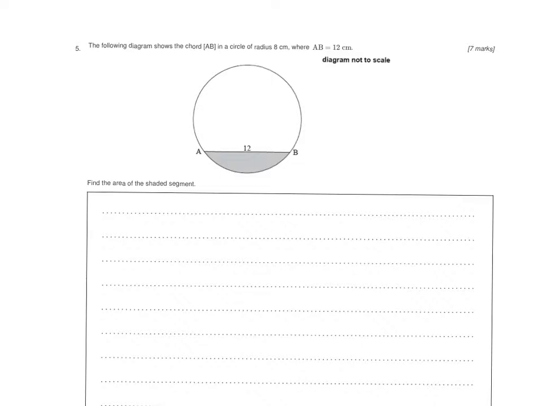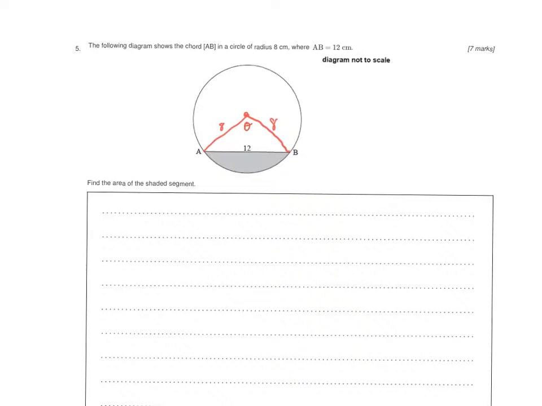Okay, so this question says that it's showing us a chord, AB, and they tell us that the circle has a radius of 8. So I'm going to go ahead and draw that in first thing. If here's my center, then I know that the radius must be 8. So both of these values must be 8. That helps because it gives us a triangle. And then I'm going to just go ahead and label this theta just so that we have it labeled. And then we know the value 12. So it says find the area of the shaded segment.